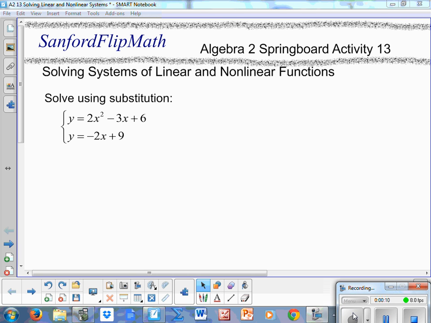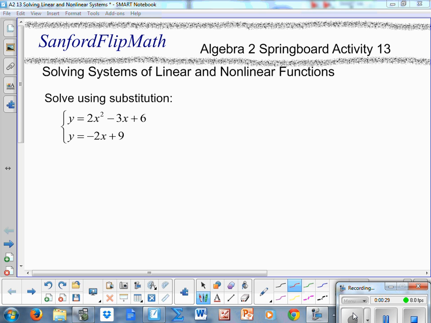This is a review of solving systems of both linear and nonlinear functions using a few different methods. So this is all of Activity 13. We're going to do one example here to start with, solving by substitution, and we're also going to talk about graphing and solving using a table as well.